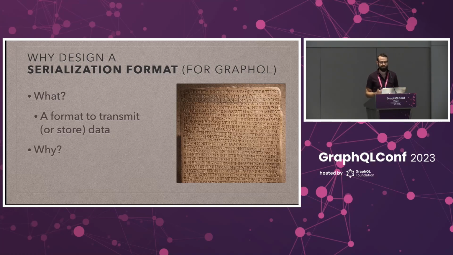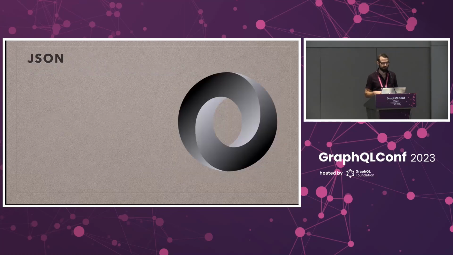Why would we want to design a new format? Well, for GraphQL, the main reasons are going to be performance and efficiency. So let's dig into exactly why that is. To understand why we'd want to make a new data serialization format for GraphQL, we have to talk about JSON, which is the default format used by GraphQL implementations everywhere.